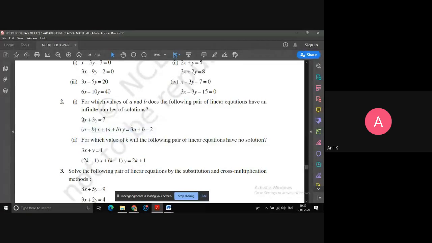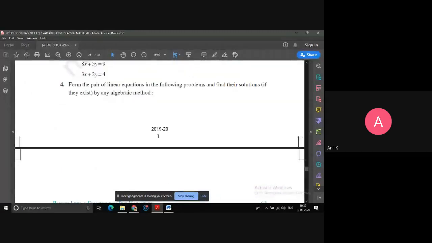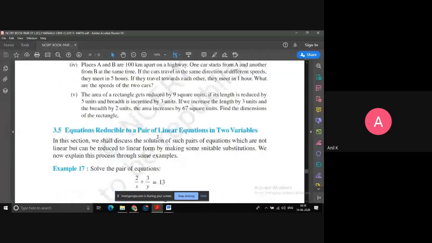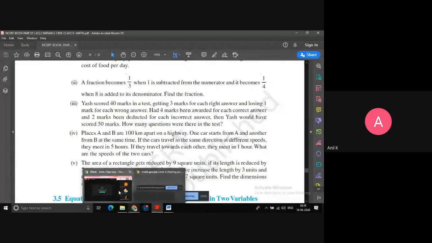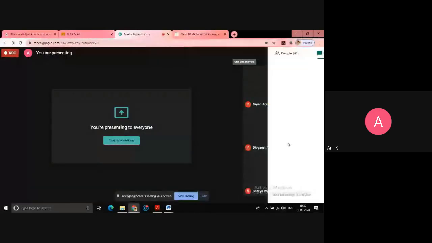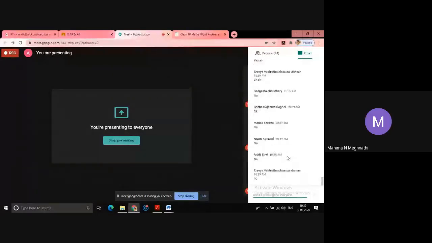Here you see the funny part. Here the coefficients are constants 2, 3, 7, but here you have a minus b, a plus b. So this we have not yet discussed. We'll discuss it later on. Okay, any other doubts except this? No, sir. Very good.